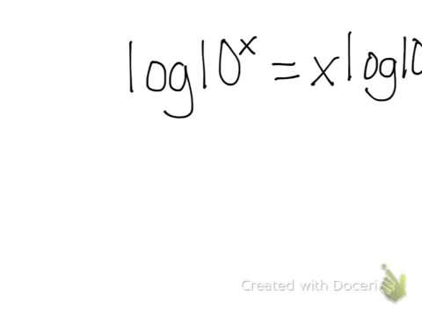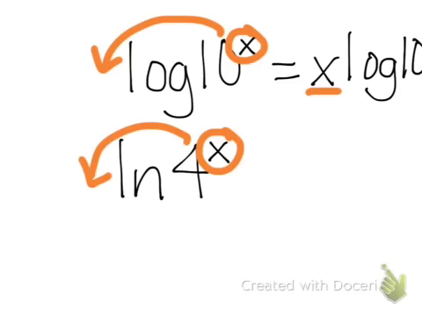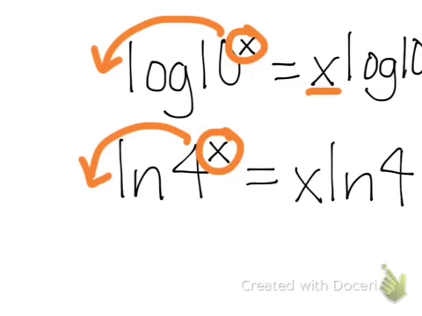Log of 10 to the x is the same as x log of 10 because we take that power and we move it in front. Okay, same thing true with natural logs. Natural log of 4 to the x power is going to be x natural log of 4.